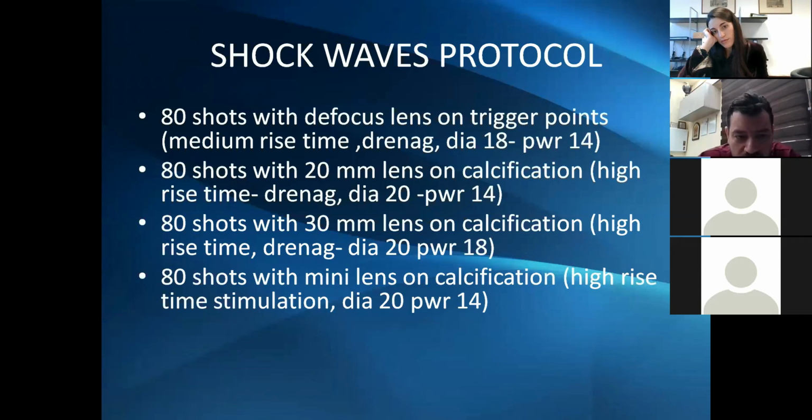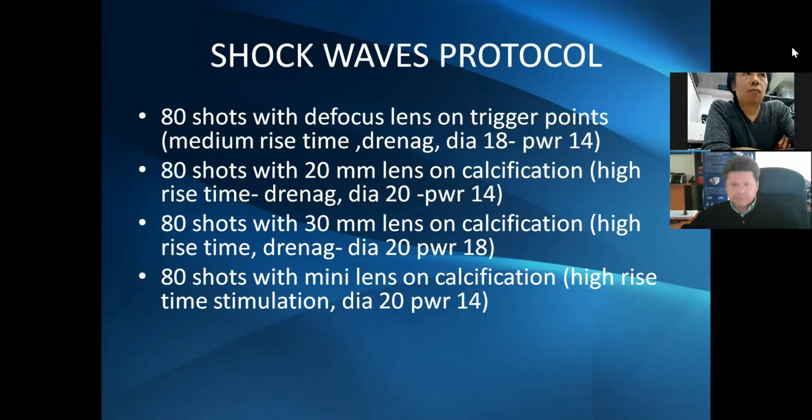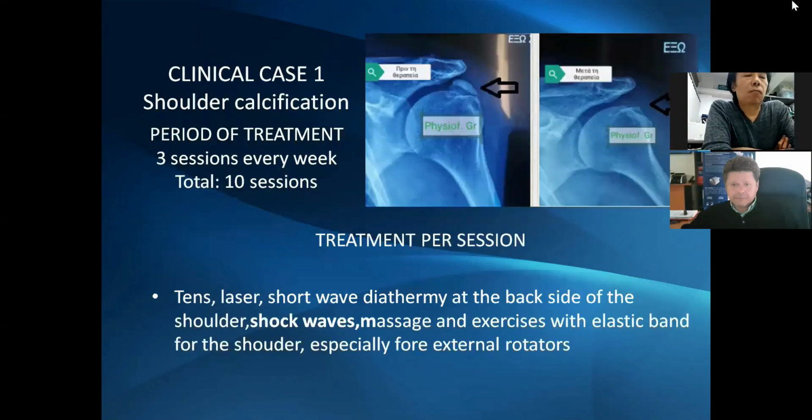And 80 shots with the mini lens on calcification, again with high rise time, with stimulation, diamagnetic 20 and power 14. The result was, I can say, perfect. The patient after the first day had almost no pain at all. During therapy, there was no pain at all.